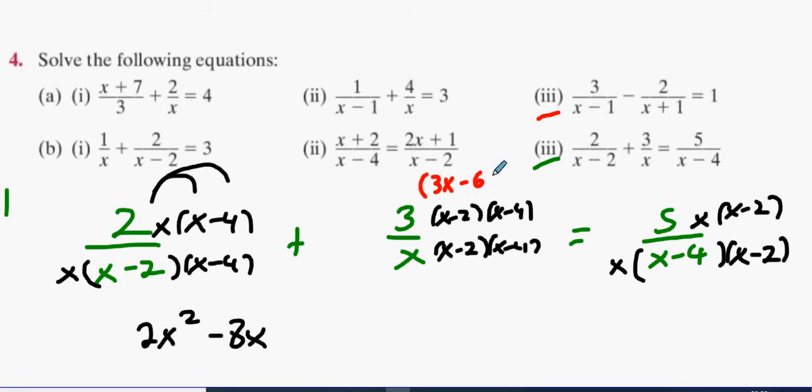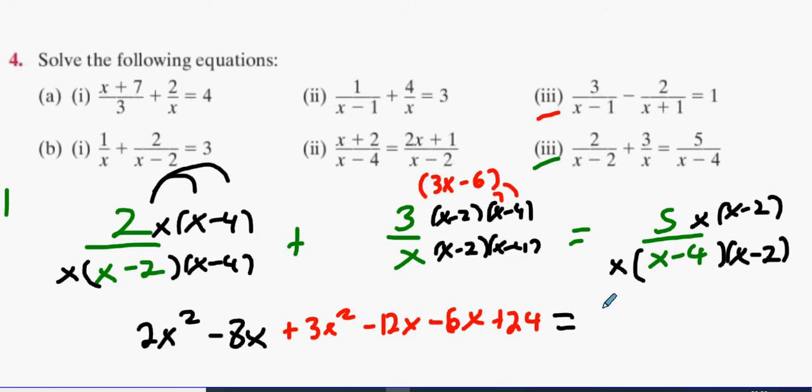Now multiply 3x minus 6 by x minus 4. 3x times x. 3x times minus 4. And finally, minus 6 times x, 6x, and minus 6 times minus 4, 24. Is that alright? Now, back to the black then.